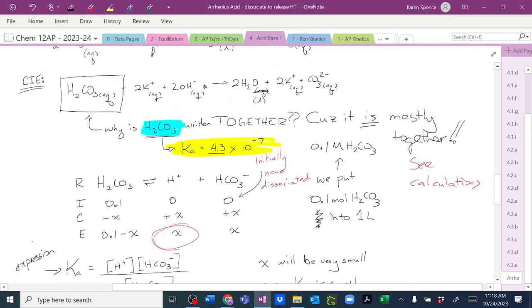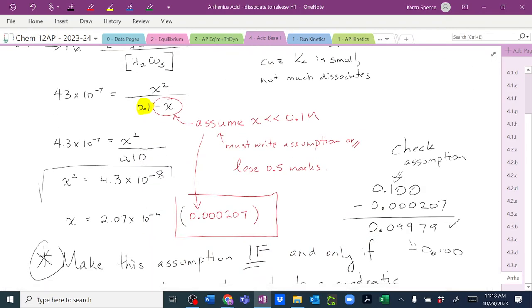No, no. If it's a weak acid, keep it together. If it's a strong acid, split it apart. That's all you need to know. You do not have to prove anything. Okay? They won't.